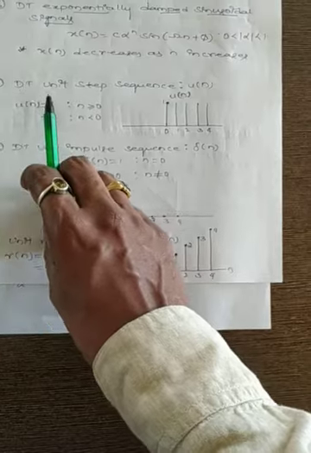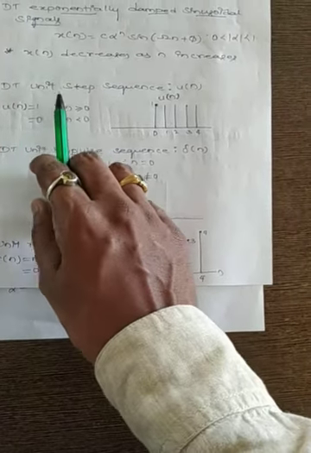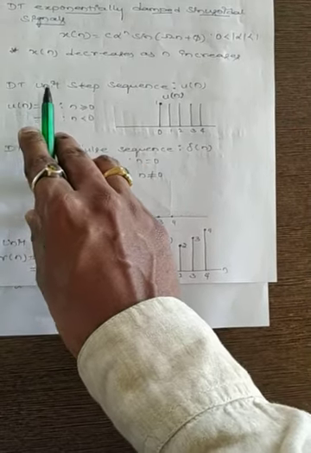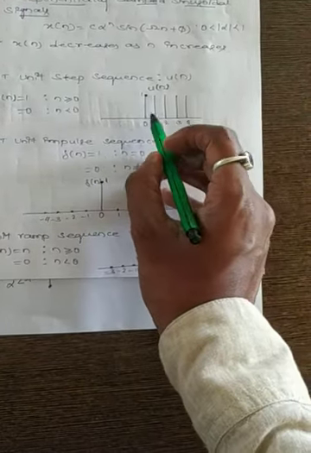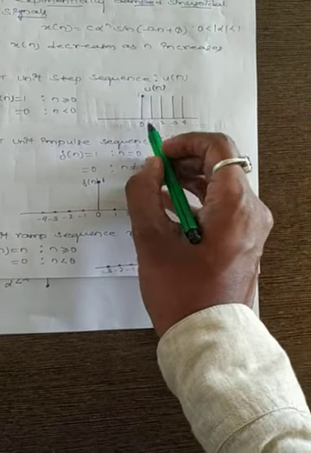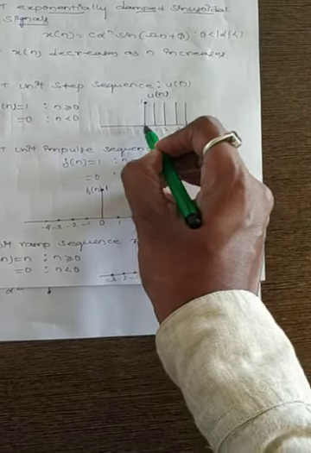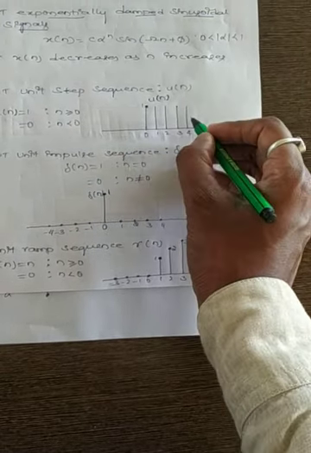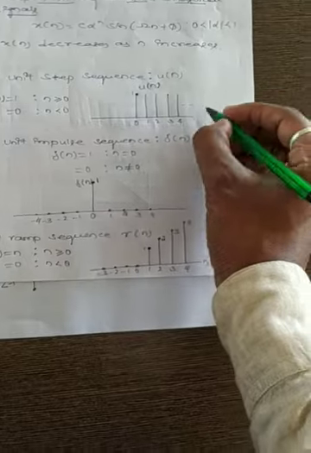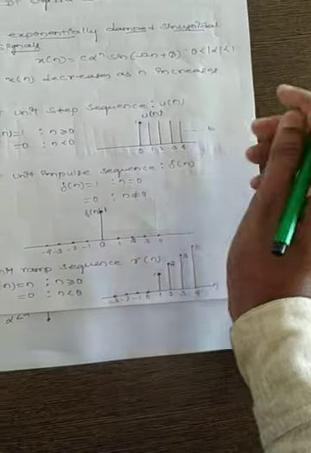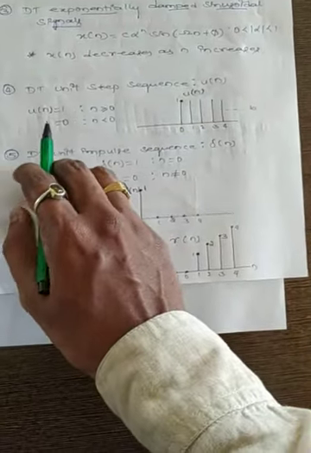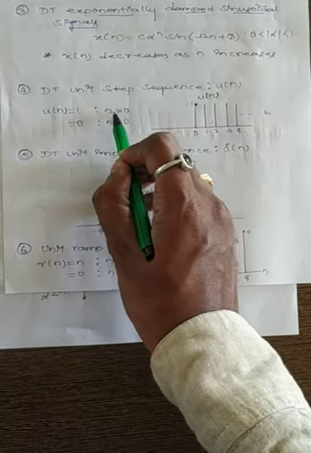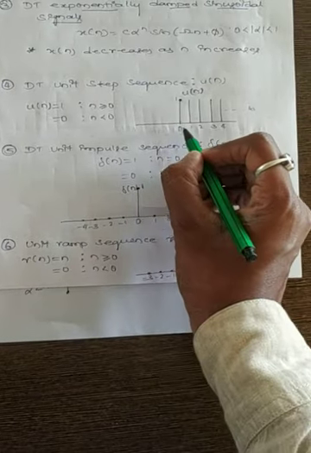So next is the discrete time unit step sequence. With respect to discrete time, this is an example. You can have a look at this. At 0, the amplitude of the signal is 1. Till infinity it will be 1 only. So look at this condition: u of n is equal to 1 when n is greater than or equal to 0.